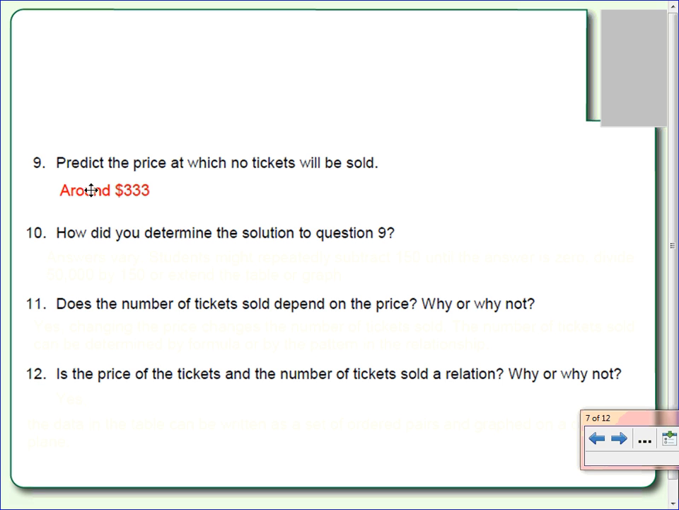All right, so $333. That's the price where nobody's going to buy any tickets anymore. Number 10. How did you determine the solution to question number 9? How exactly did I come up with this $333?